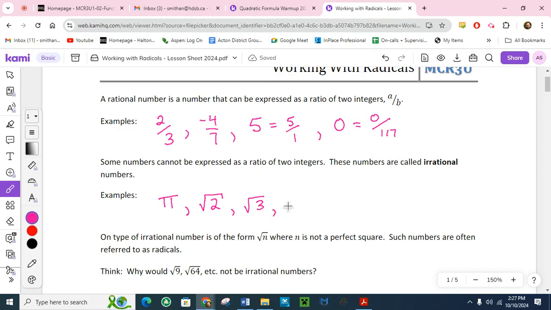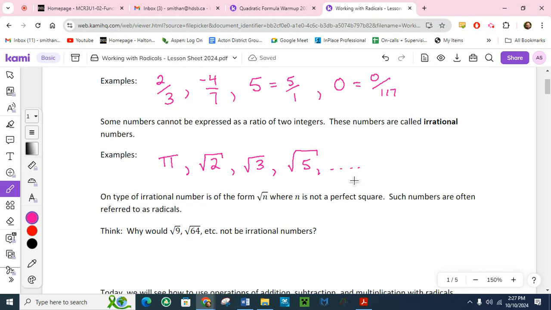Root 3, root 5, etc. But note, I didn't include the root of 4, or things like the root of 9, the root of 64. They are not irrational numbers. Can you guys have a think? Why is something like root 9 or root 64 not an irrational number?